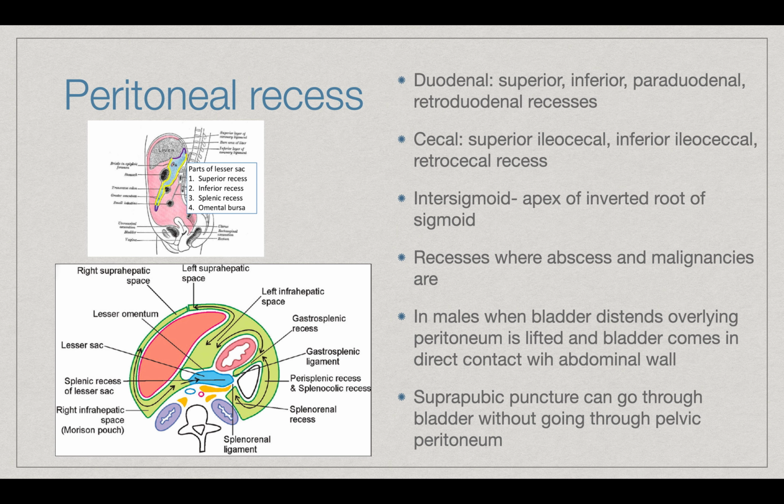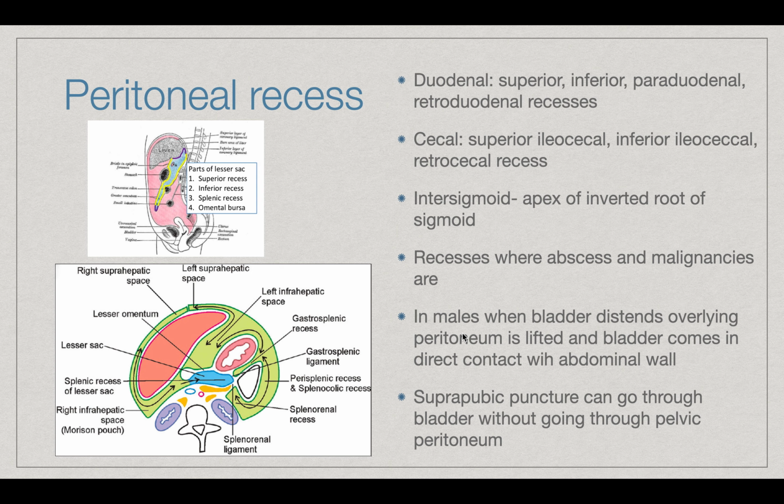Then there's the duodenal recess, and that is going to have several different components, along with the cecal recess. There's also the intersigmoid recess, which is going to be the inverted root of the sigmoid, so it's like a tiny little upside down V. These recesses are important to know because this is generally where abscesses and malignancies occur.